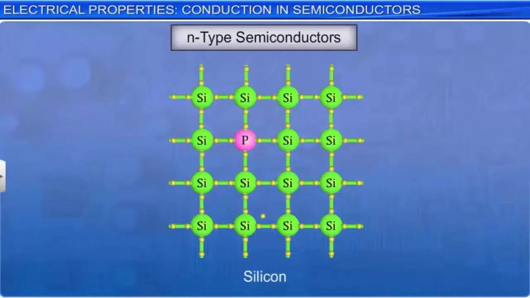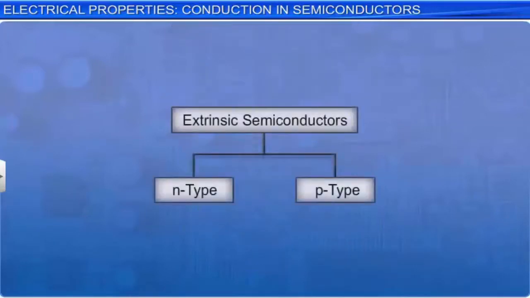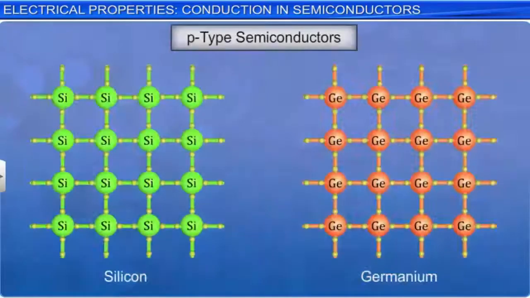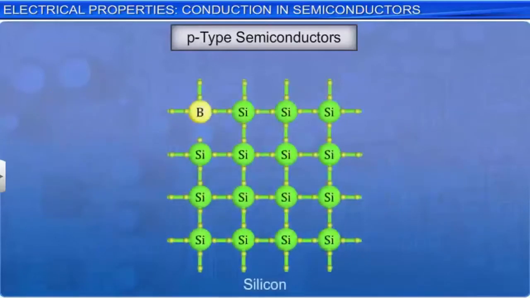Let us now study P-type semiconductors. The addition of a trivalent impurity, such as boron, aluminium, or gallium, to an intrinsic semiconductor creates deficiencies of valence electrons. As you can see here, one electron is missing from one of the 4 covalent bonds in the silicon crystal lattice. These are called holes.